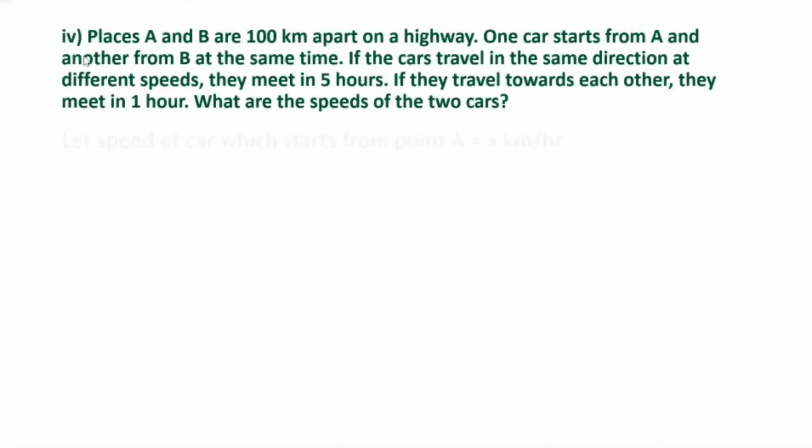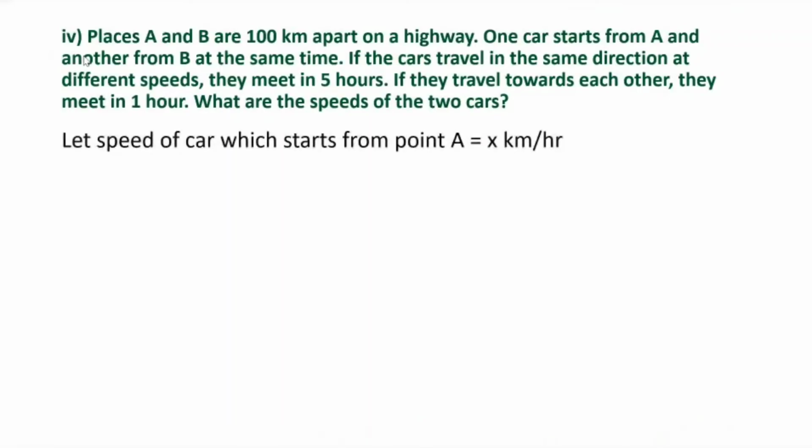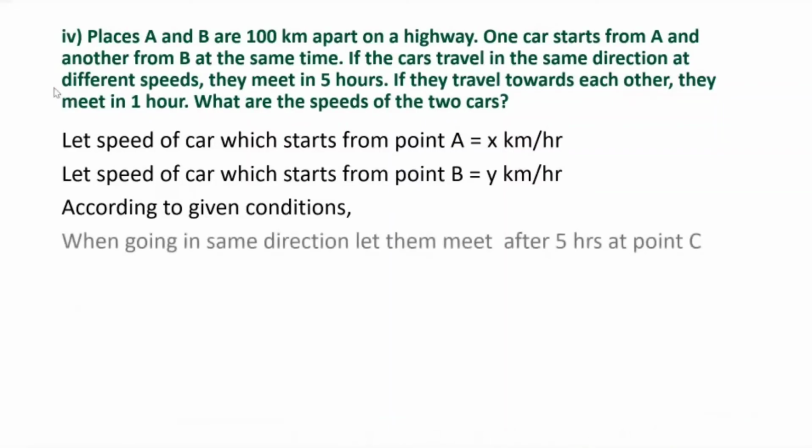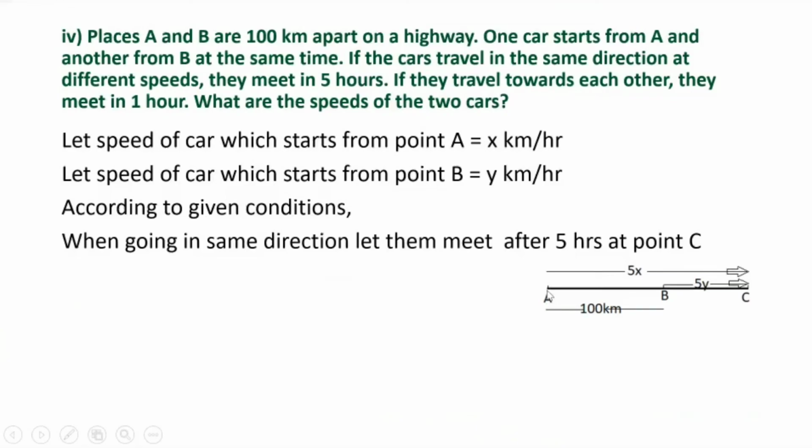Let the speed of the car which starts from point A be x kilometers per hour, and let the speed of the car which starts from point B be y kilometers per hour. According to the question, when they are going in the same direction, they meet after 5 hours. Let them meet at point C after 5 hours. Let me show you through a figure. The car from A goes in 5 hours to point C. So time taken is 5, speed is x, distance traveled will be 5 into x. So AC will be equal to 5x.